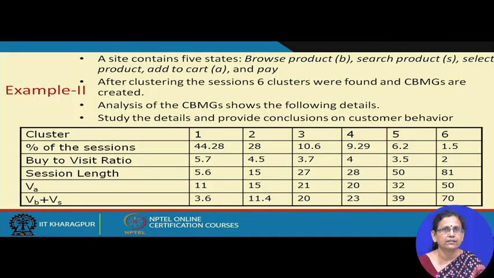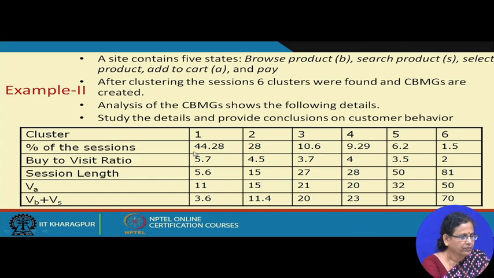For example, consider this second example. Here the site contains 5 states: browse product, search product, select product, add to cart and pay. We did not discuss any clustering algorithm, but sessions can be clustered, just assume this. Now, this is your first cluster, second, third, fourth and fifth. You made 6 clusters. Look, the cluster types can be understood from these values that you have calculated.